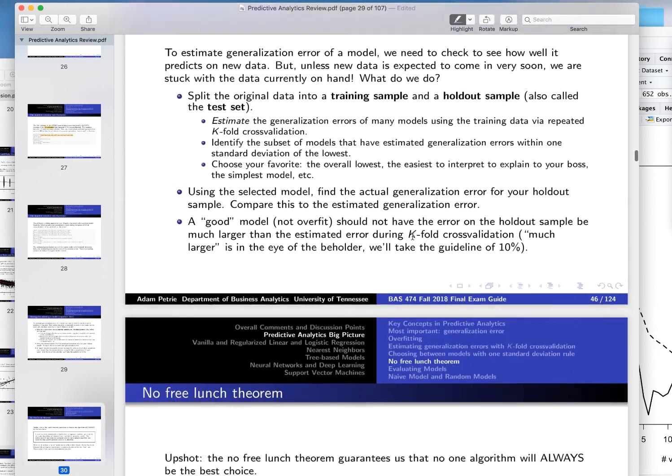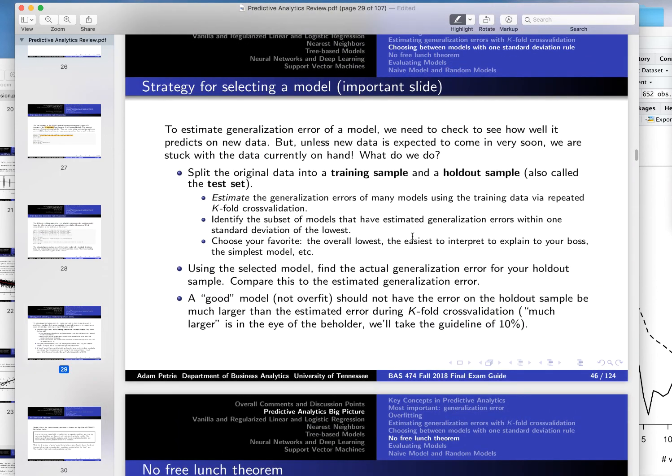So let's talk about our overall strategy for choosing a predictive model. One of the most important slides in all of predictive analytics. To choose a predictive model, number one, we need to take all the data that we've collected and split it into a training sample and a holdout sample. We need to set aside a small bit of data, this holdout sample, to serve as a sanity check to make sure that our model's not overfit. So we'll split the data into two, a training sample and a holdout sample. We'll set aside that holdout sample until the very end. And then we're just going to go ham on that training sample.